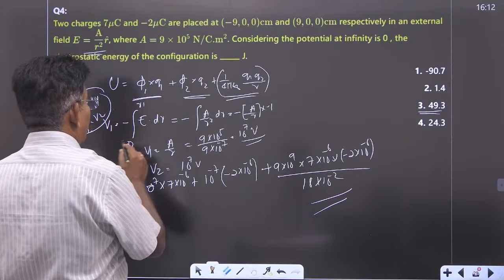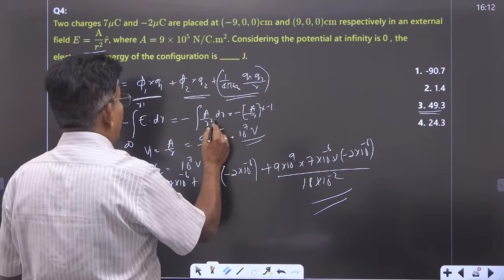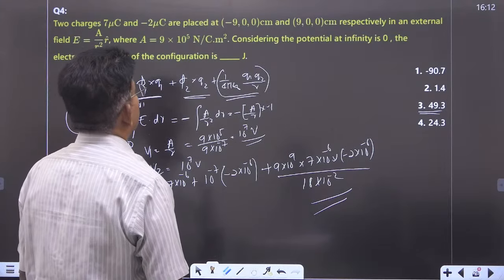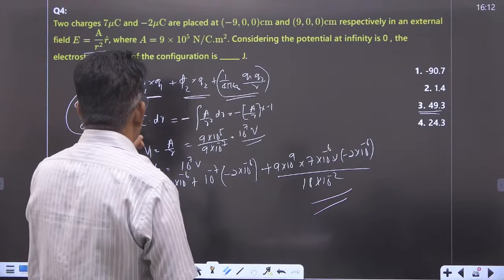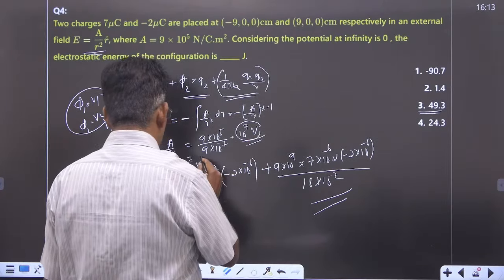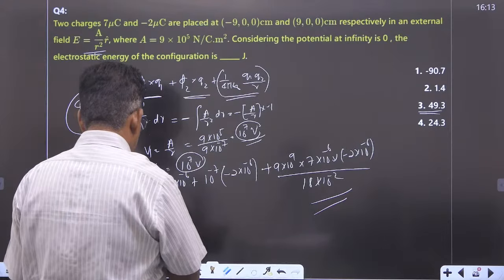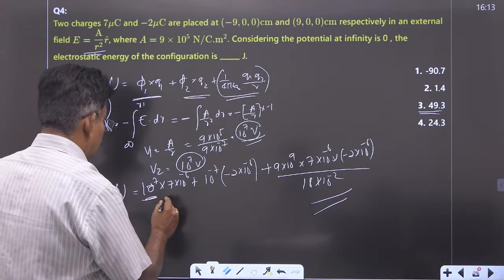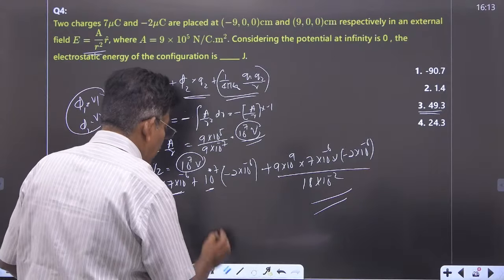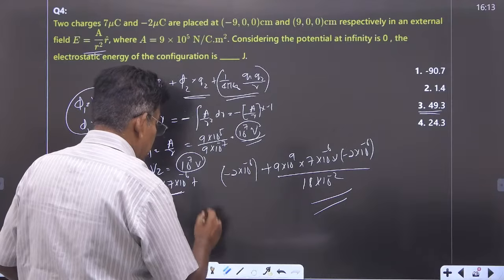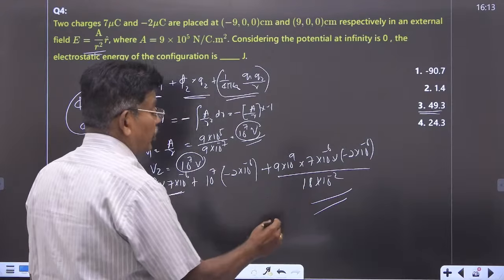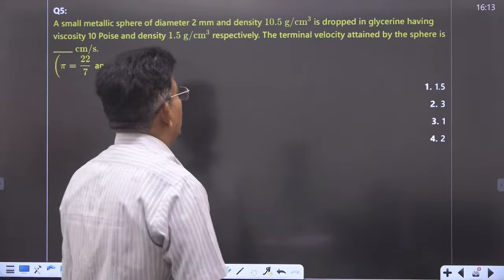Then how do you calculate V1? That is the formula for electric field and the relation between potential and field: minus integral from infinity to R of A by R squared dr. That comes to be 10 to the power of 7. V2 is also 10 to the power of 7. Then the total potential energy will be V1, 10 to the power of 7, into charge Q1, plus V2, 10 to the power of 7, not minus 7, into its charge, minus 2 microcoulomb, plus the self energy. When you work it out, you will get the answer. Okay, I go to the next question.